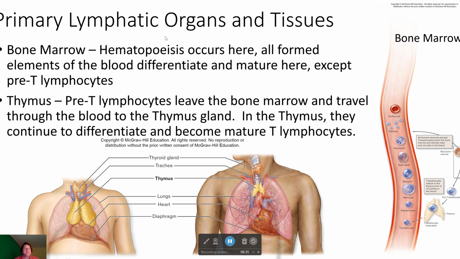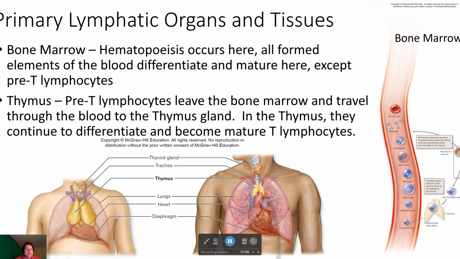Looking at the primary lymphatic organs, bone marrow: hematopoiesis occurs here, so formation of blood cells. You can see here the bone marrow has the blood cells forming, and puts them into circulation, all of them except for the pre-T lymphocyte cells. Those get put into circulation, then they go into the thymus where they mature, and then they go into the blood. Well, they come from the blood too, but anyway. So we talked about those.